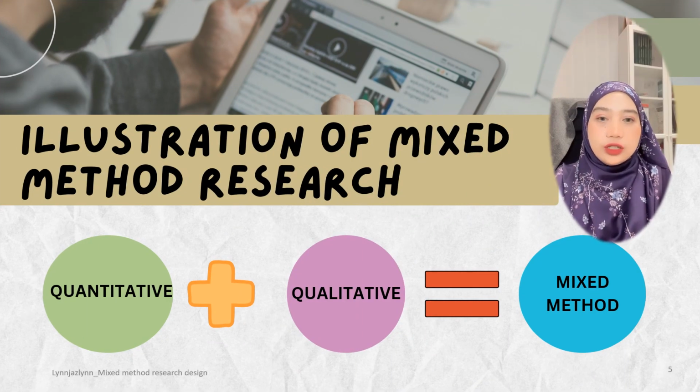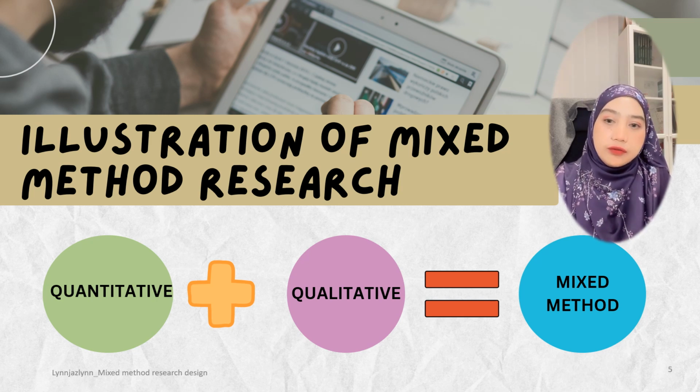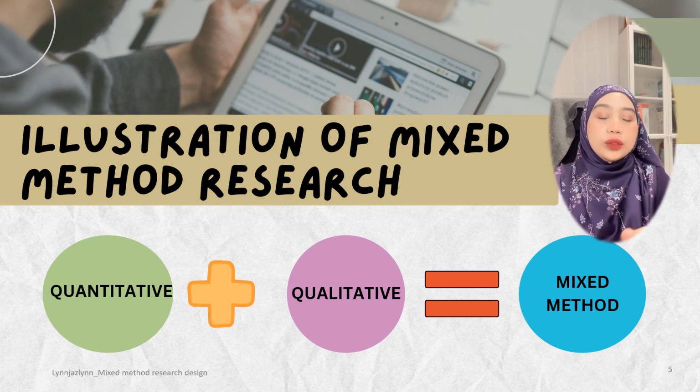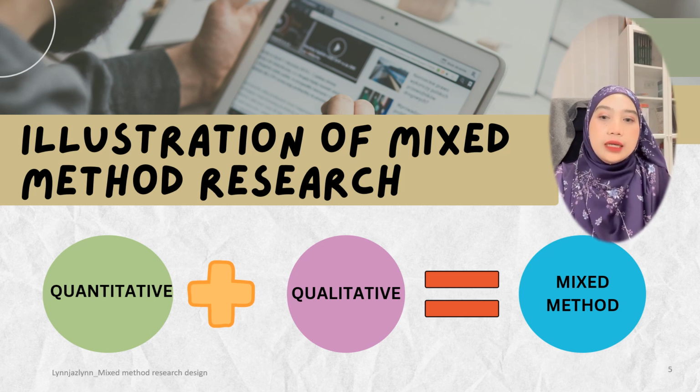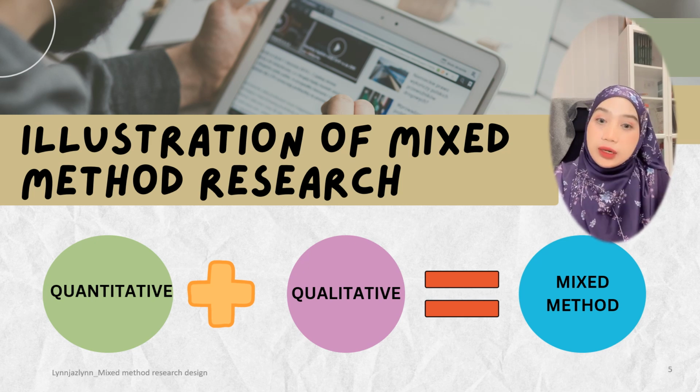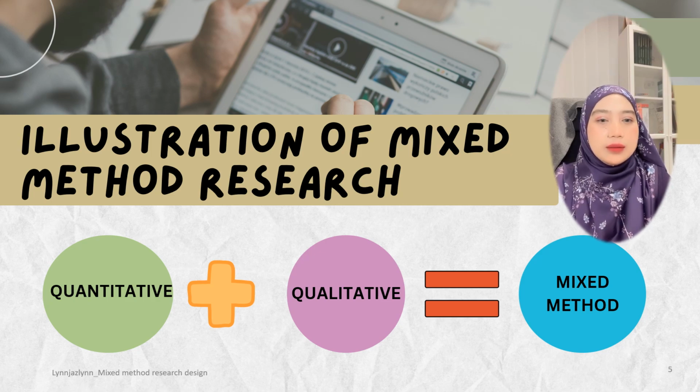Here is the illustration of mixed method research design. It is a combination of a quantitative and a qualitative study. It depends, either you want to start with a quantitative first followed by a qualitative, or you want to start with a qualitative first followed by a quantitative. It can be done concurrently. It still can be called mixed method design.